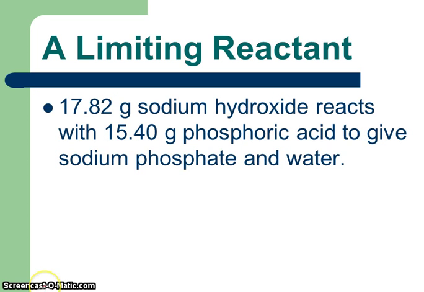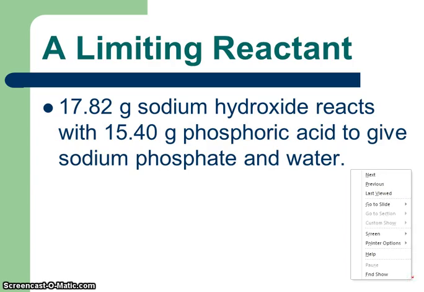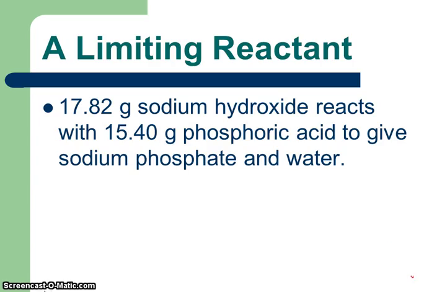So here's an example. Let's say that we have 17.82 grams of sodium hydroxide and we're going to react it with 15.40 grams of phosphoric acid. And we're given sodium phosphate and water as our products. We don't necessarily need to be given that because it's a double displacement reaction and we can predict it, but the question gave us some extra information.